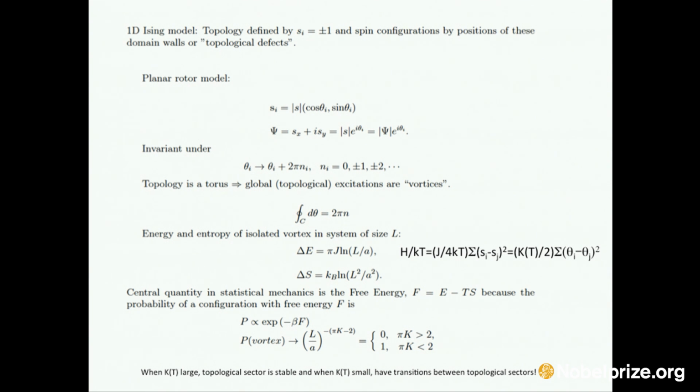And so you can then just say, okay, the central quantity in statistical mechanics is the free energy. So the associated free energy is just E minus temperature times the entropy. So there are your two formulas for the energy and the entropy. So you just plug that in.